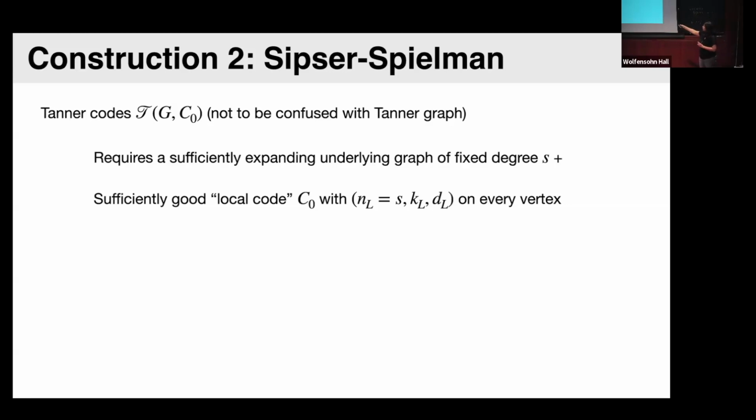And this local code should act on n equals S bits and have some local code rate k sub L and some local code distance d sub L. So you have some underlying graph, and you're going to put the bits of your system on the edges of this graph, and then on every vertex, you're going to put one of these local codes.